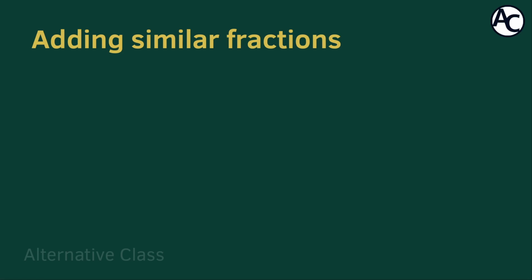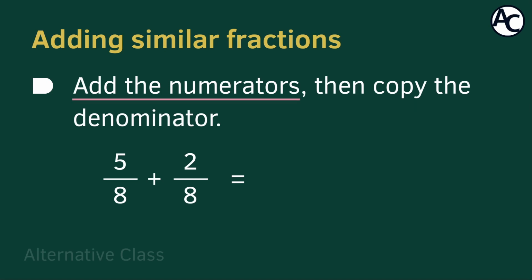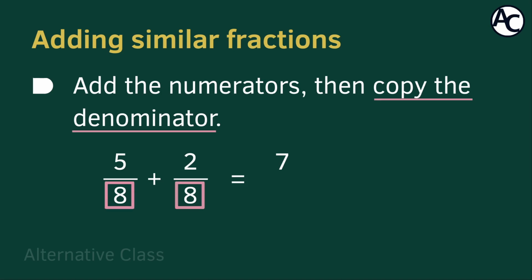How do we add similar fractions? Add the numerators, then copy the denominator. Example: 5/8 plus 2/8. First, add the numerators. 5 plus 2 is 7. Then copy the denominator. So the sum is 7/8.